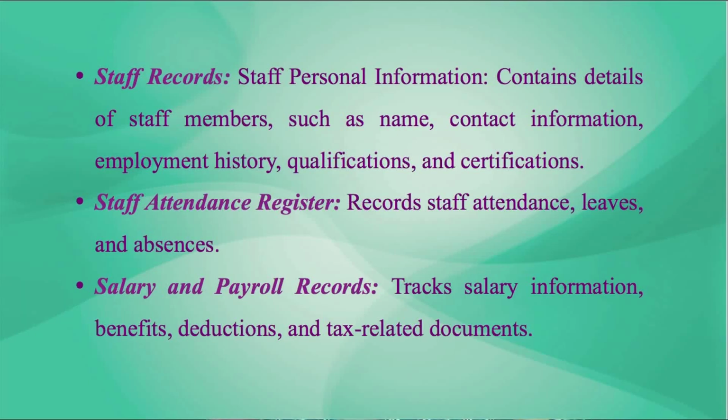So first is the staff record, which contains details of staff members such as their name, their contact information, their employment history, qualifications, and other certifications. Next is the staff attendance register, which records the staff attendance, their leaves, and their absences.